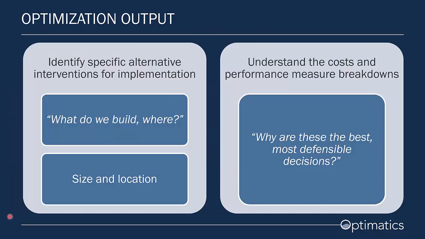Taking a moment before we look at the results here, as we start to dive into the results, some of the focus questions we look at are, what are we building and where? So that's identifying the specific alternatives for the interventions. So we're really trying to focus and understand the size and location for the optimal assets. As well as that, we also want to understand the cost and performance measures. So we want to know why are these the best, most defensible decisions. So these are some of the questions that we keep in mind as we dive into the results.